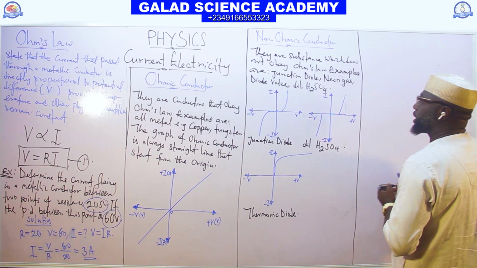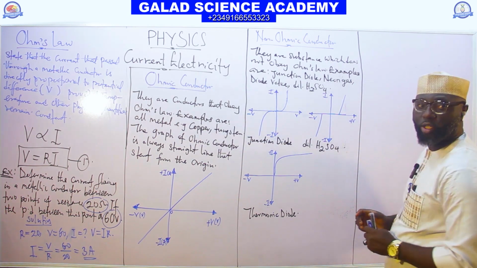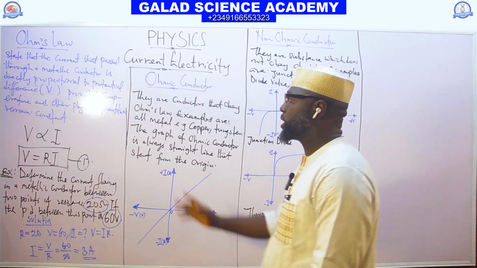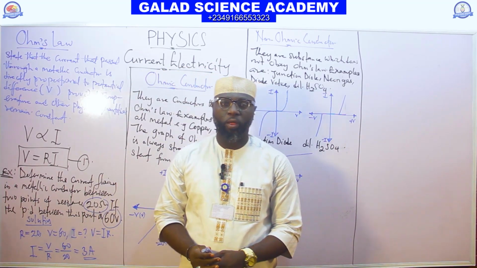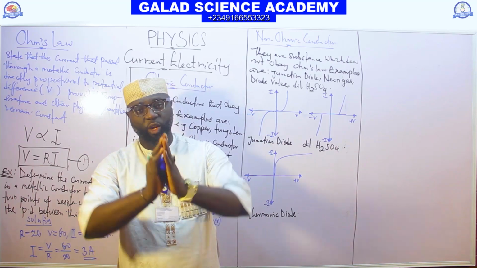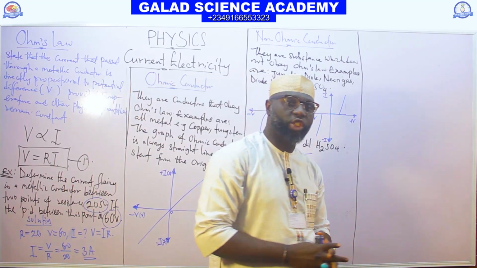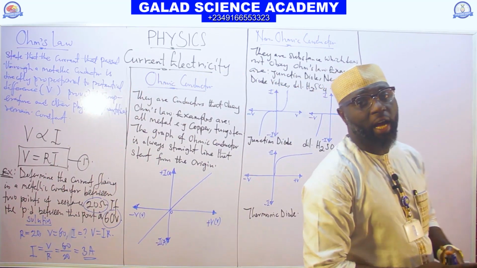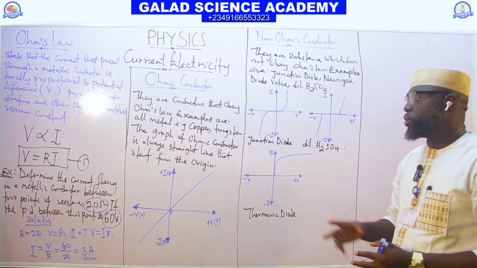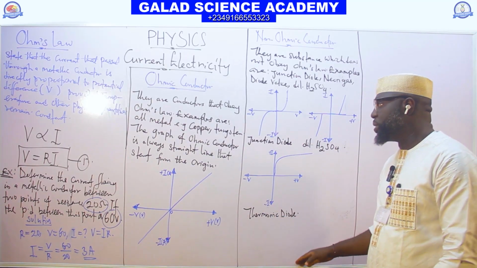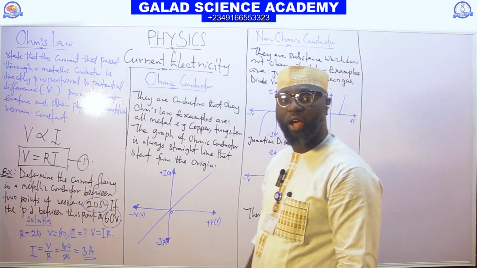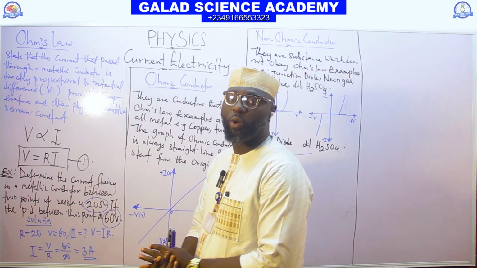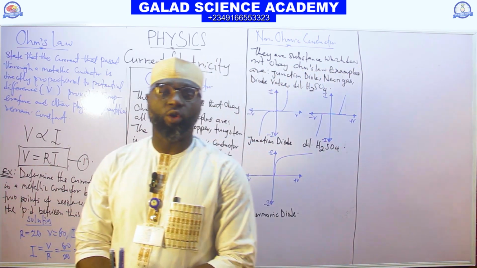So that is all about Ohm's law. Ohm's law is a law that shows the relationship between the voltage, or potential difference, and the current, where the resistance remains constant. And Ohm's law can be grouped into two parts: we have ohmic conductors and non-ohmic conductors.